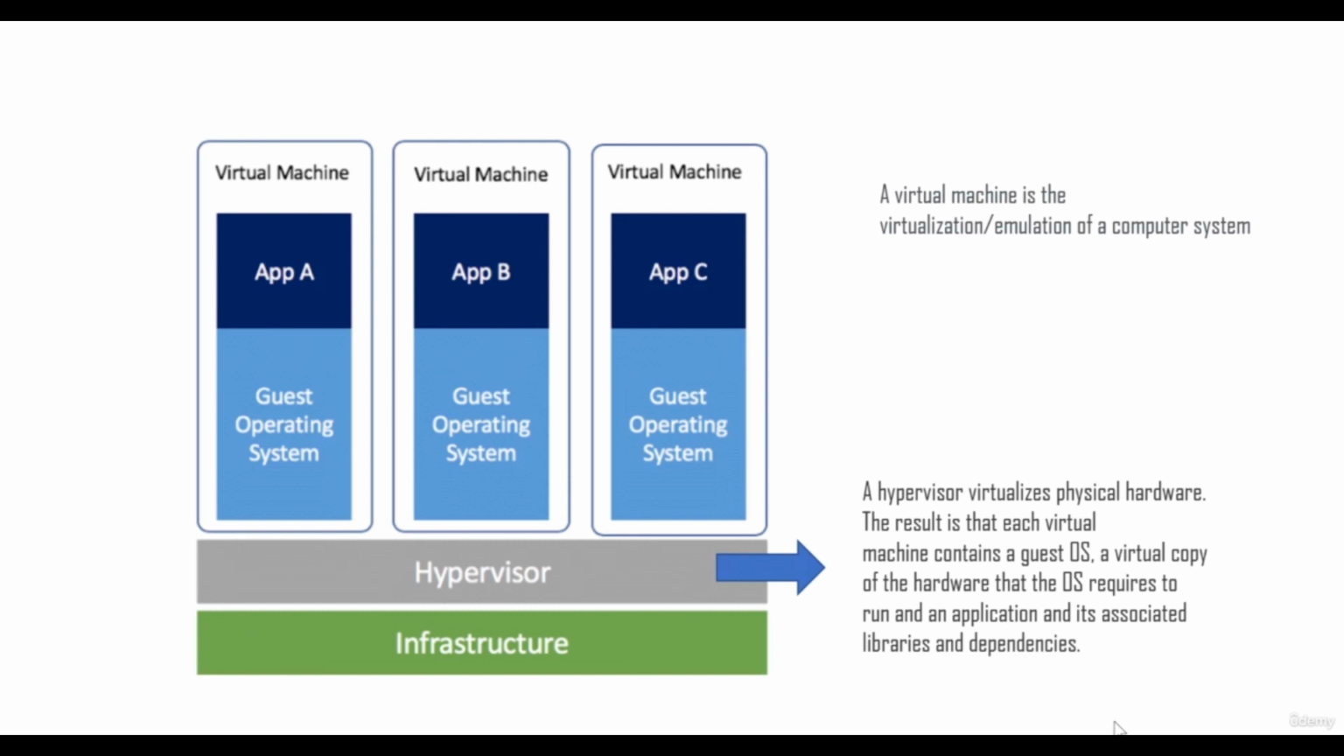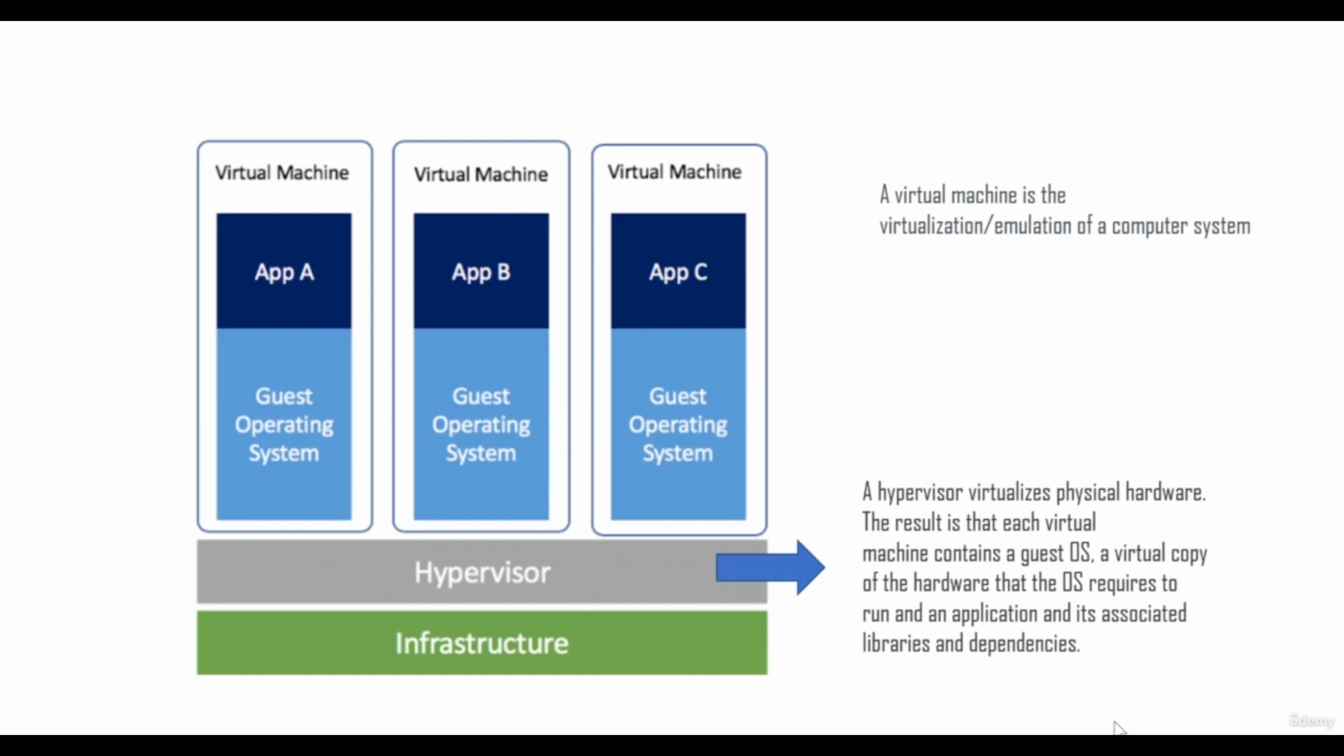So here you can see an infrastructure. This particular infrastructure could be just one server, one physical server. Now on top of that is a hypervisor. Now on top of that particular hypervisor, you can have multiple virtual machines. So it is possible for one physical server to have multiple virtual machines running on top of that. Now, the most important thing to remember is that each virtual machine has its own guest operating system.